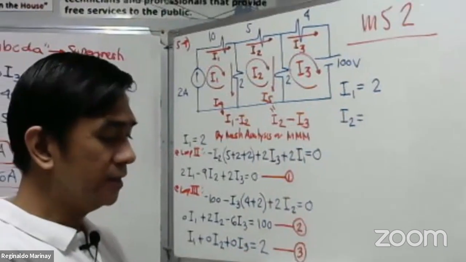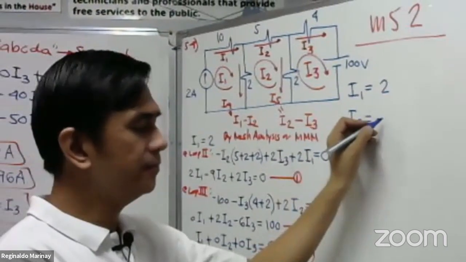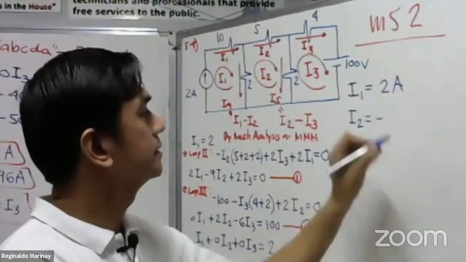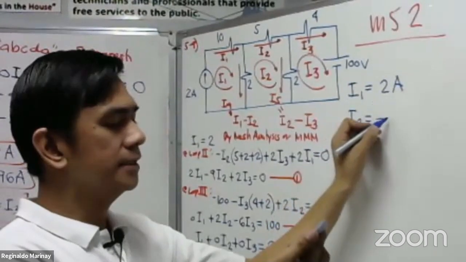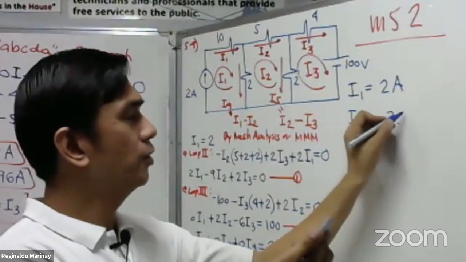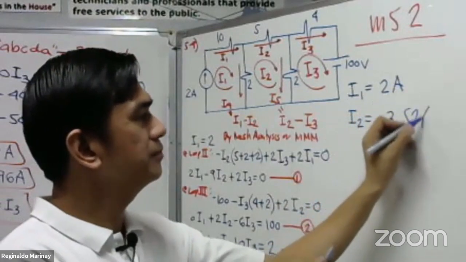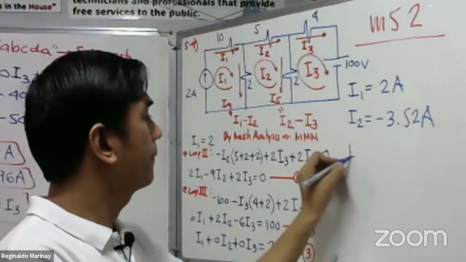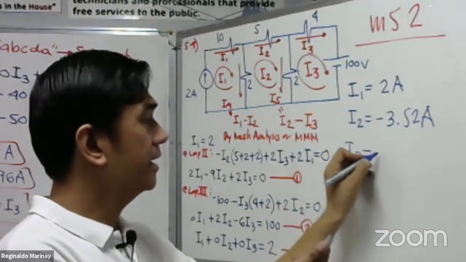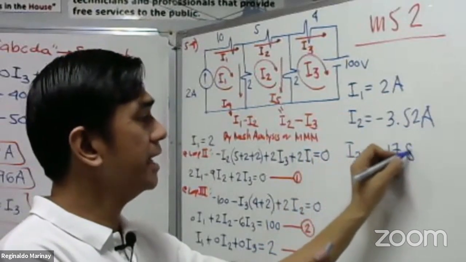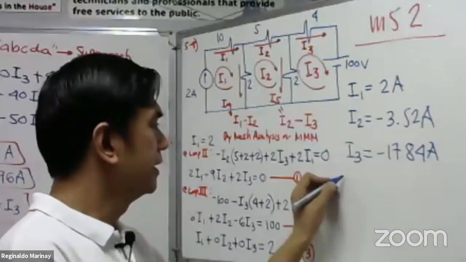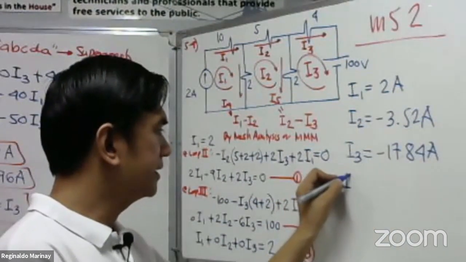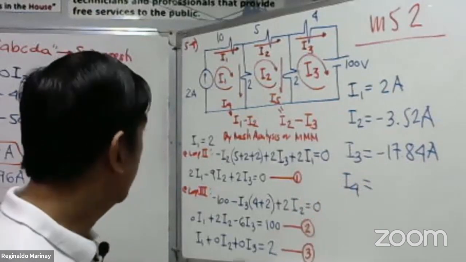Okay, so that will be negative 3.52 amperes. Then for our I sub 3, that will become negative 17.84 amperes. Then for our I sub 4, guys, I'll just follow this one.